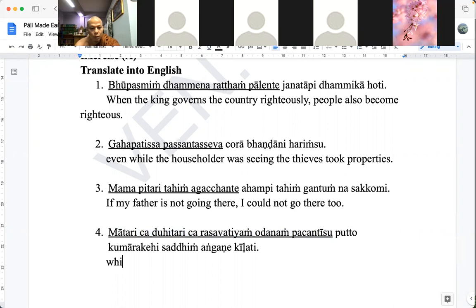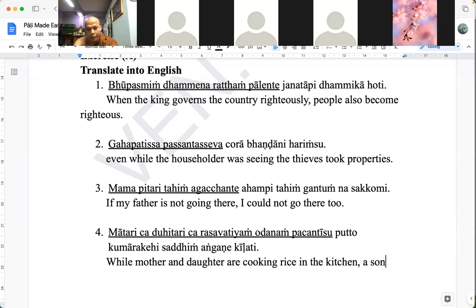So mother and daughter, Bachandis are cooking ordinary rice or meal. So that's in the kitchen. So in the kitchen. So both door. So ascend.